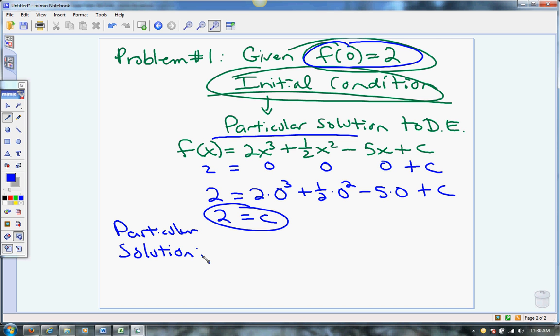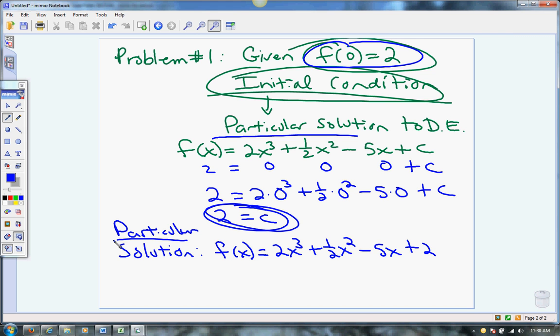My particular solution is f of x equals 2x cubed plus 1/2 x squared minus 5x plus 2, what I just found out. That's called a particular solution to the differential equation. The only way that I can find a particular solution, the only way, is if I am given an initial condition like this, f of 0 equals 2. Otherwise, it's going to be a general solution with a plus c.